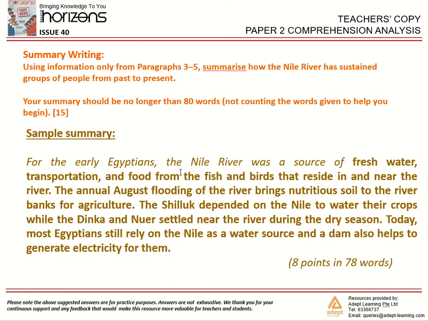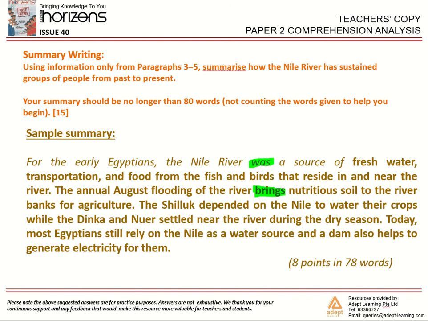For the early Egyptians, the Nile River was a source of fresh water. I just want to point out that this is in the simple past tense, "was". Transportation, and food from the fish that reside in and near the river. The annual August flooding of the river brings, it still continues to flood, so this brings nutritious soil to the riverbanks for agriculture.